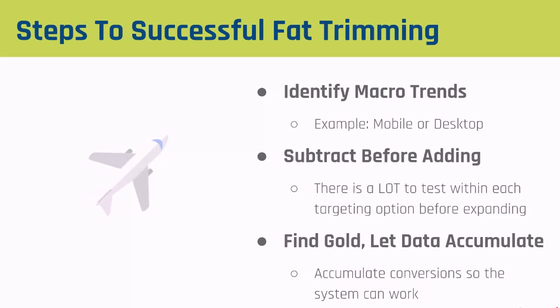And then finally, a lot of people are in a rush to scale too quickly. They don't give the algorithm enough data to pull from in order to scale effectively. So what I say is find the gold, let the data accumulate. If you've found something that's working and hitting your target CPA, give it a couple days of data just to make sure it continues to run at that level, and then start to work up the budgets. If you just double the budget or triple the budget or throw an extra $1,000 or $2,000 a day on there, the chances it gets thrown out of whack are very high. So find the data, let it accumulate, and then start to slowly scale it up.